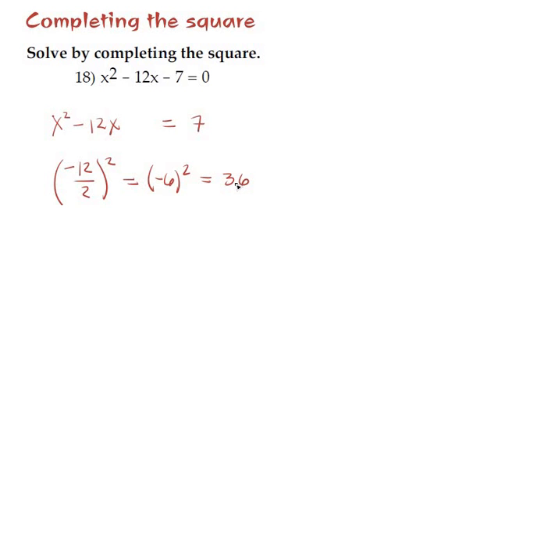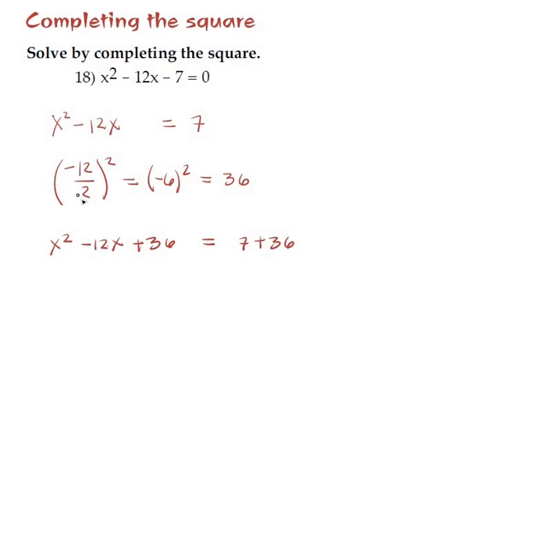And what we're going to do with this 36, we're going to add it to this side of the equation and to this side of the equation. So we will have something like this: x squared minus 12x plus 36 is equal to 7 plus 36.